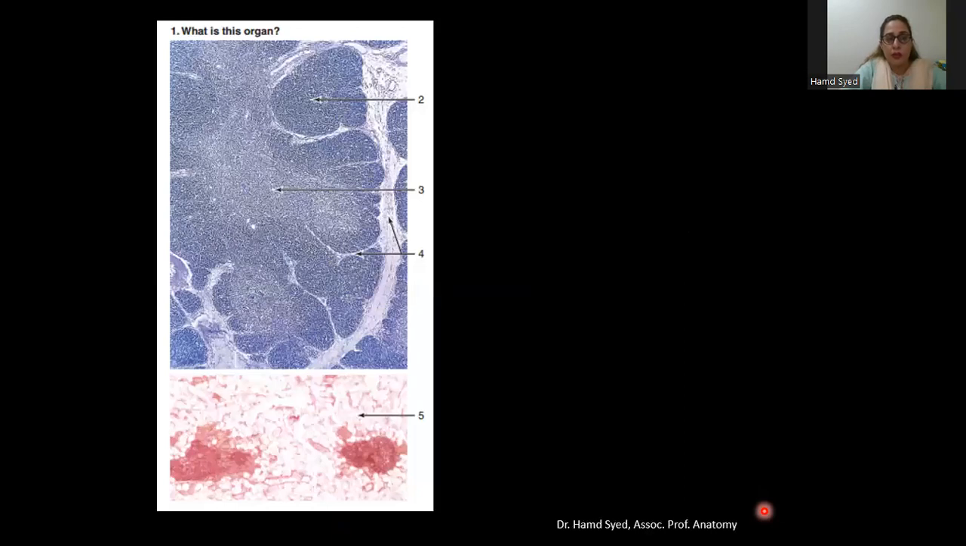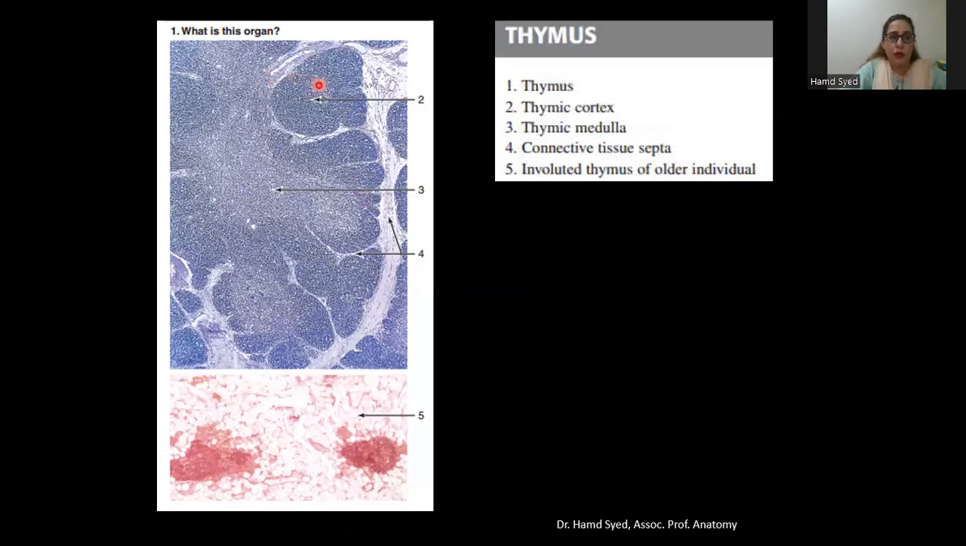So this is a simple micrograph, and the organ which is being shown to you is the thymus, and 2 points towards the cortical region. 3 is showing the comparatively lighter stained medullary region. 4 are the connective tissue septa. And 5 is also a thymus, but this is a thymus of an older individual. It is, you can see, involuted, right?